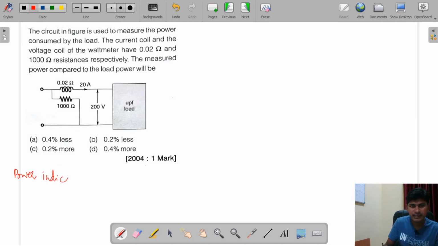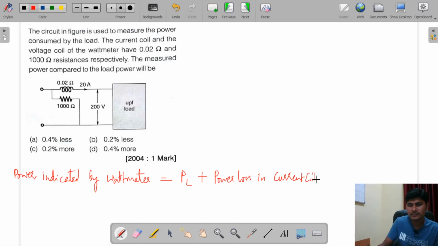Power indicated by, or measured power indicated by wattmeter is equal to power consumed by the load plus power loss in current coil. What is the measured power? Measured power is VI cos phi. V is 200 into 20, cos phi is equal to 1, plus what is the power loss in current coil? I square R CC.